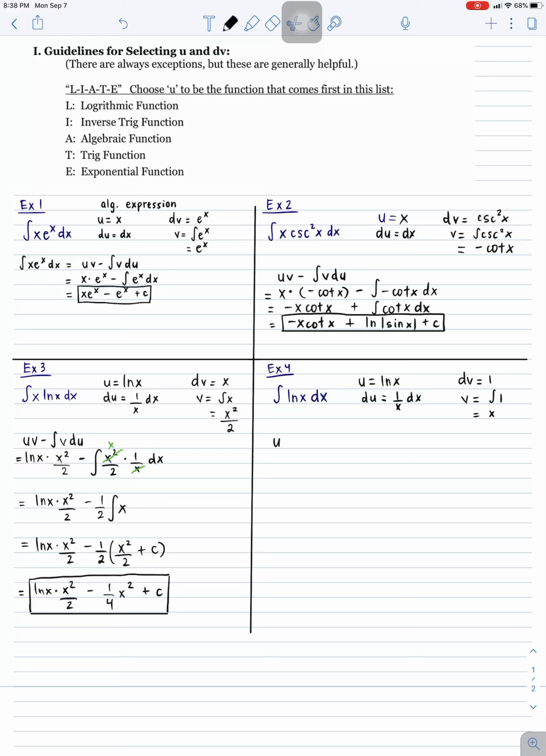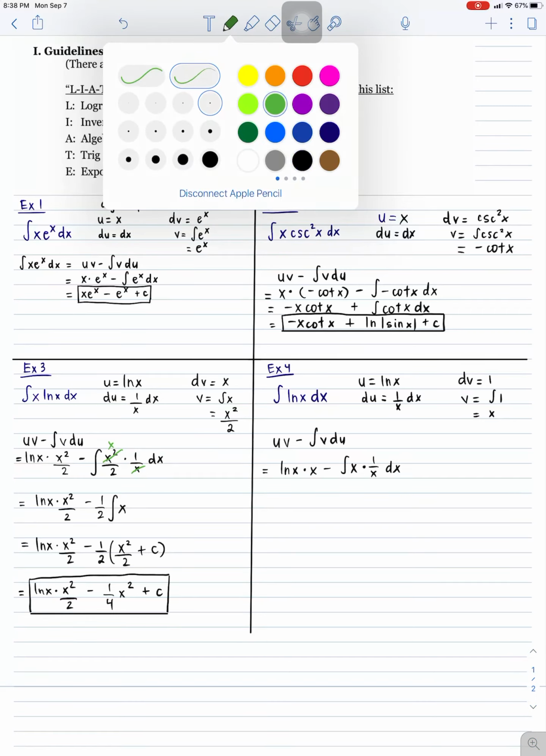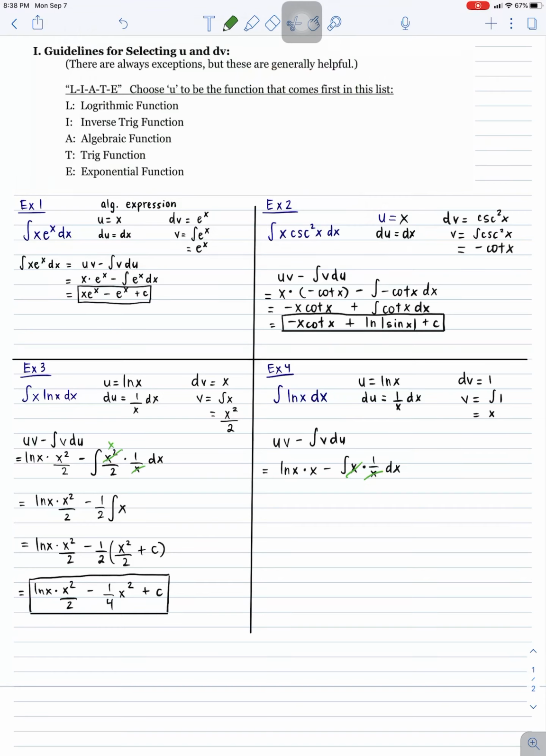So now following your uv minus integral of v du, your u is going to be ln x. Your v is just going to be x. Then minus integral of v. V is just x. And then your du is 1 over x dx. And then my favorite thing in math is to cancel stuff out. So now we're just going to get ln x times x minus x plus your vitamin C.